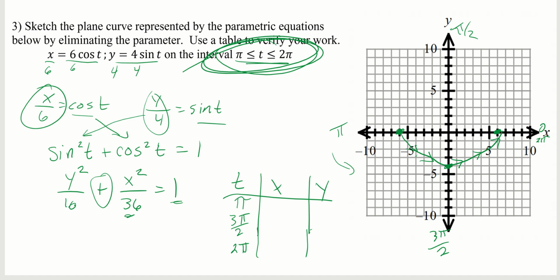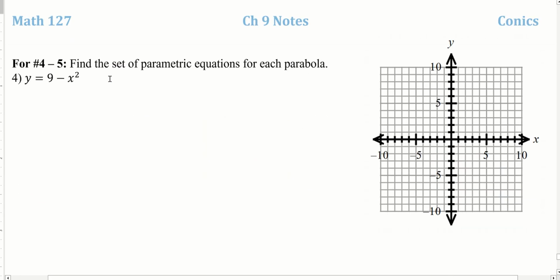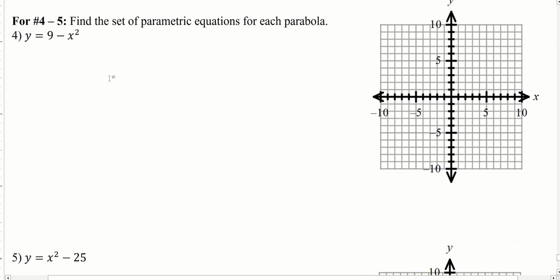So x in this case would be -6 because we plug it into this. So cosine of pi would be -1. -1 times 6 gives me -6. And this would give me 0. And then 3 pi over 2 makes a sine of -1. So this is -4 here and 0 here. And then kind of the opposite for that guy there. And what do you know? It matches our points that we have. Cool. Okay, couple more. It says find the set of parametric equations for the parabola.